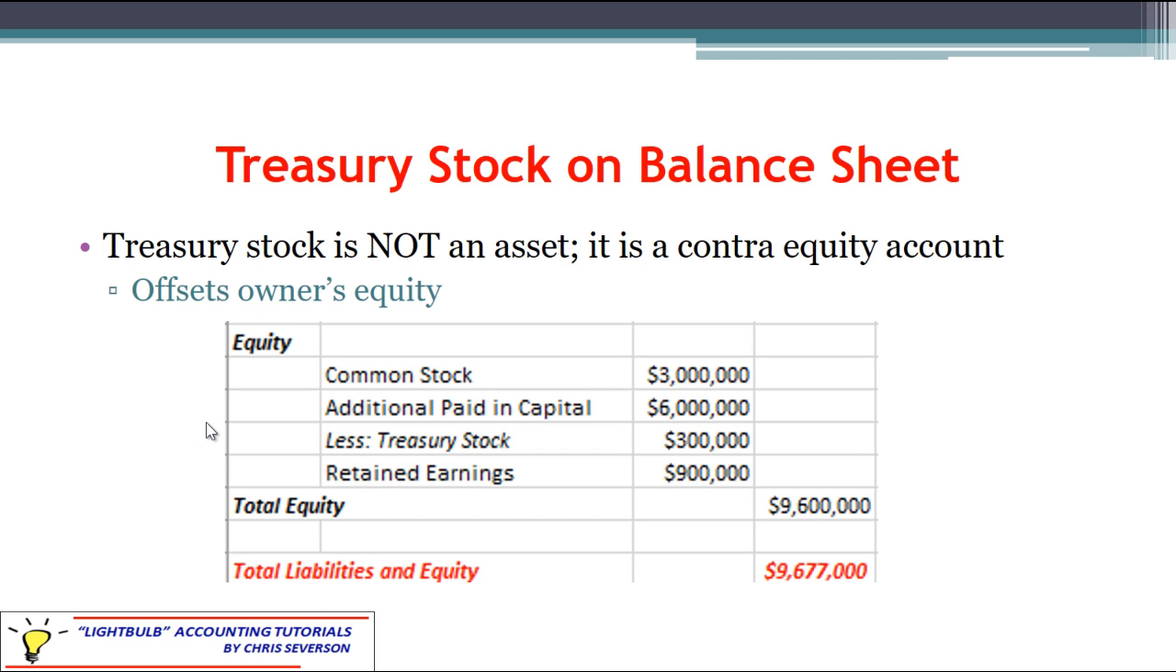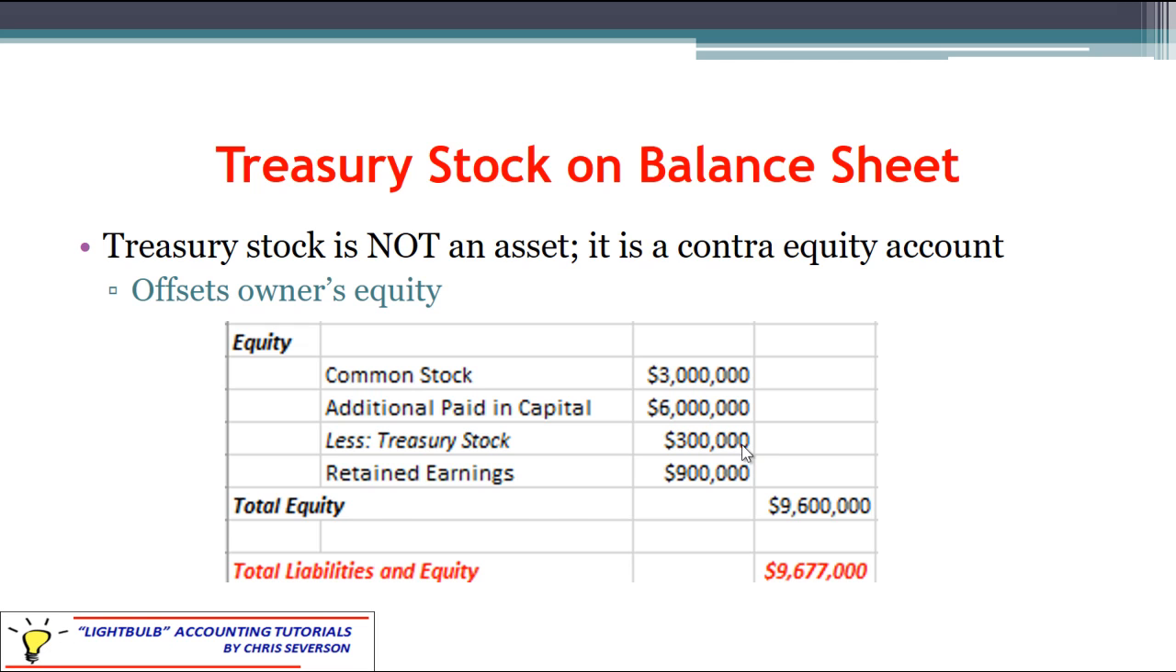As we get into this topic, there's a very important thing I need to point out here. When we see treasury stock on the balance sheet, it is in the equity section. It is not an asset. If you buy shares of some other company's stock, that would be treated as an investment or as an asset. But if you buy back shares of your own stock, it's not an asset. It's not an investment. Instead, it's a contra equity account. It offsets owner's equity. So you'll see common stock, additional paid-in capital, and then less treasury stock.